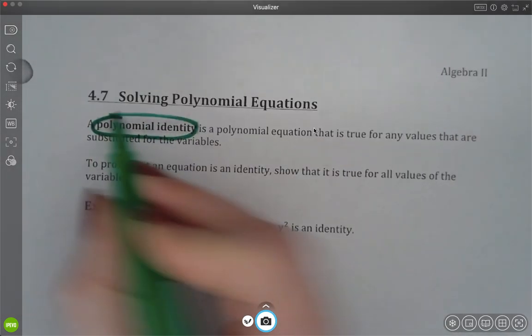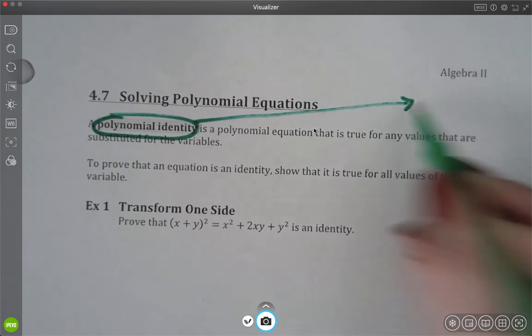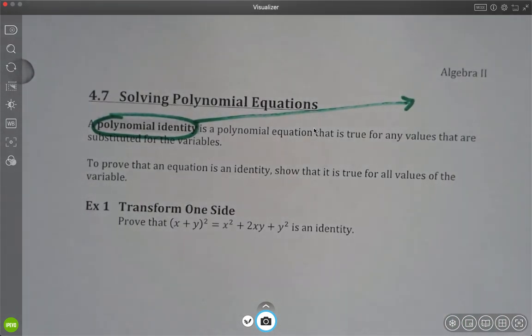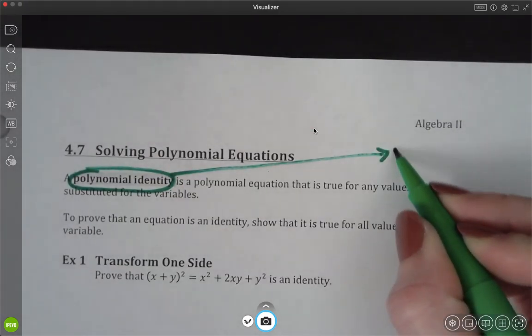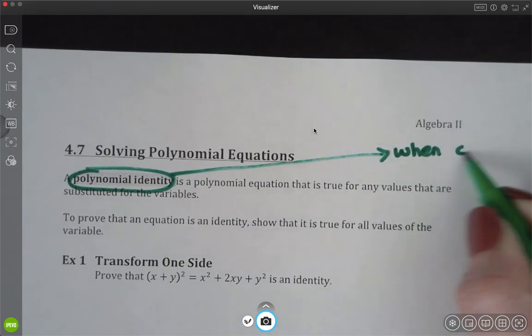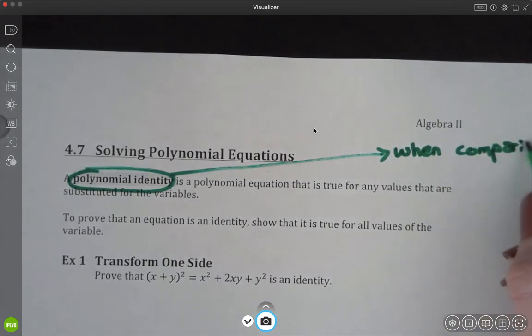Okay, so let's talk about polynomial identity. You've heard the word identity before, and it basically is talking about yourself. Like if you have identity theft, your personal information has been stolen, right? But an identity in math terms is like when comparing two things.